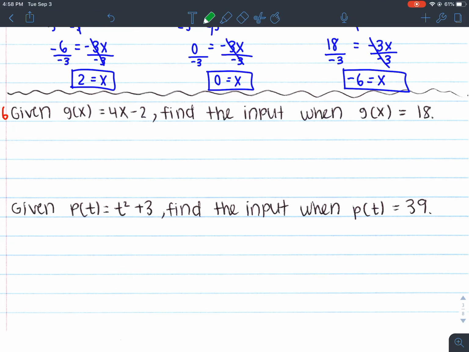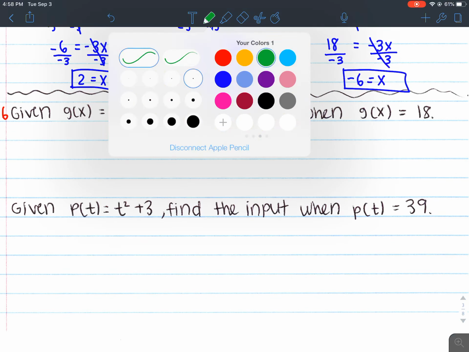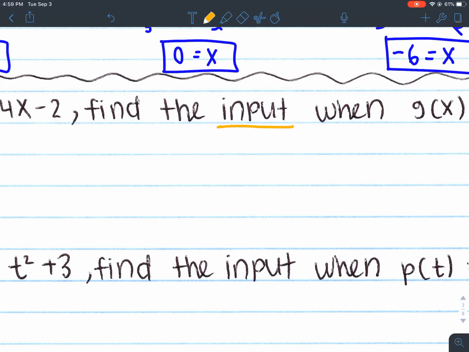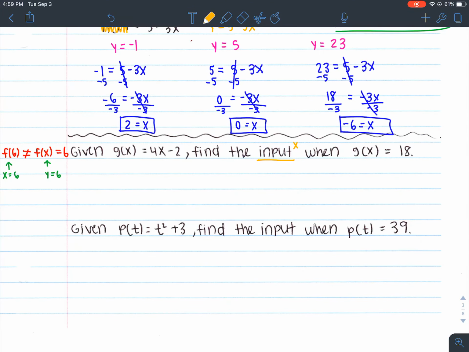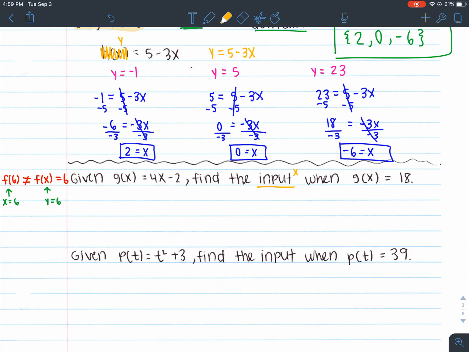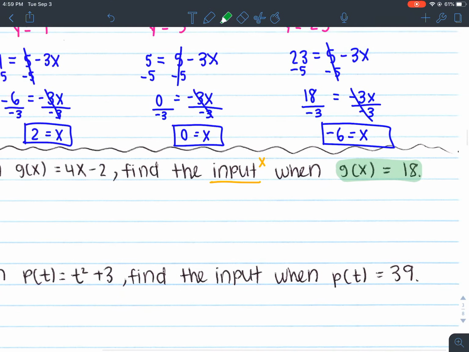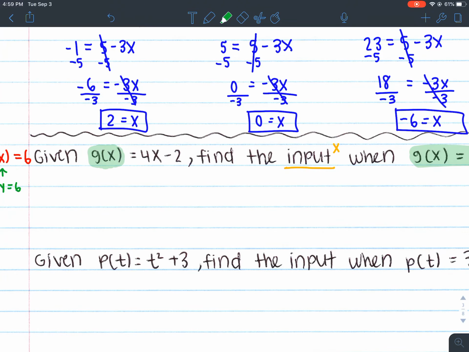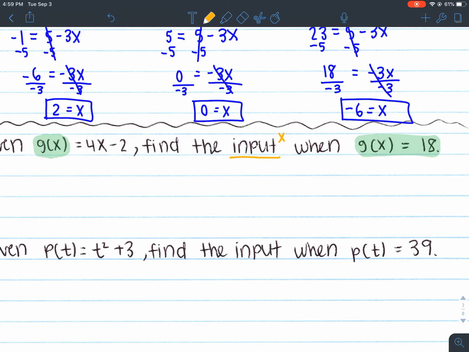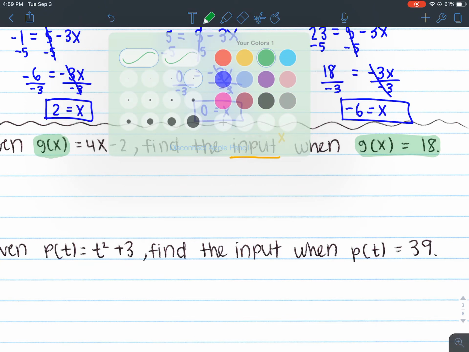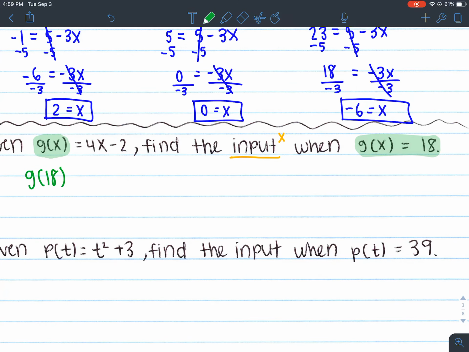Okay, so here we're given a function and we need to find the input. The input is what? The input is x values. So we're asked to find the input, which means they're probably giving us the output, saying g of x equals 18. Well, if g of x equals 18, then I'm going to plug in 18 for g of x because it's saying g of x is 18, saying y is 18, okay? So you're not going to put g of 18, you're going to literally plug in 18 for your g of x. So that g of x is no longer there.